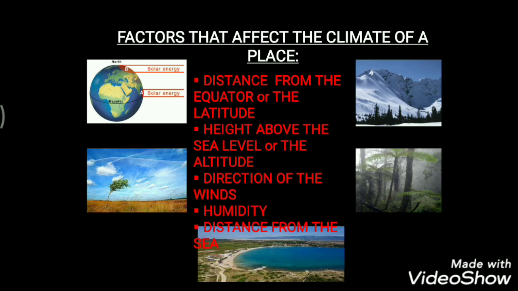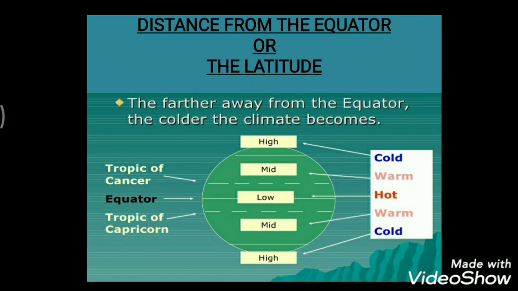First we have distance from the equator. As we have studied earlier also, the places which are near the equator receive the direct rays of the sun and remain hotter than the places which are far away from the equator. So the farther away from the equator, the colder the climate becomes. The sun rays fall vertically over the equator, but as we go towards the poles, the sun rays become slanted and therefore such places remain cooler than the places which are near the equator.